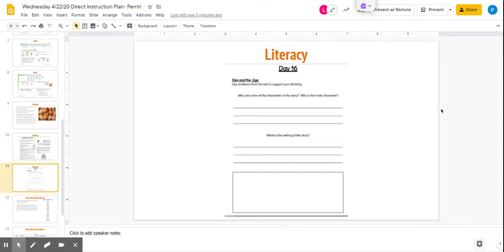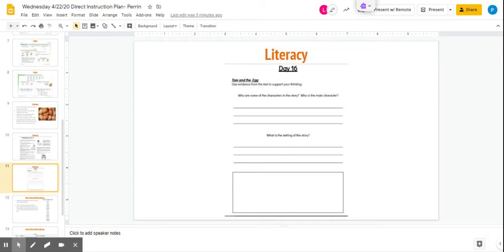Now, the main character is the one who does most in the story. It's the one who's on almost every page. It's the one who has a lot of action. And then what is the setting of the story? But be sure and use evidence from the story to support your thinking.